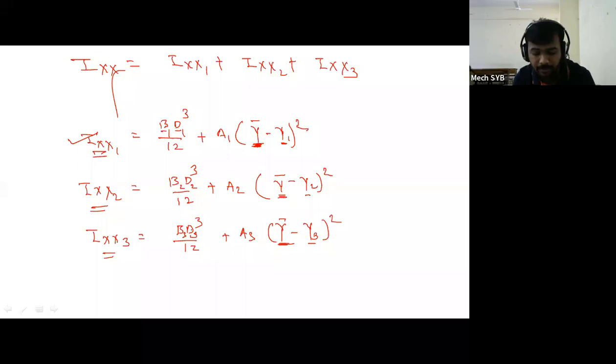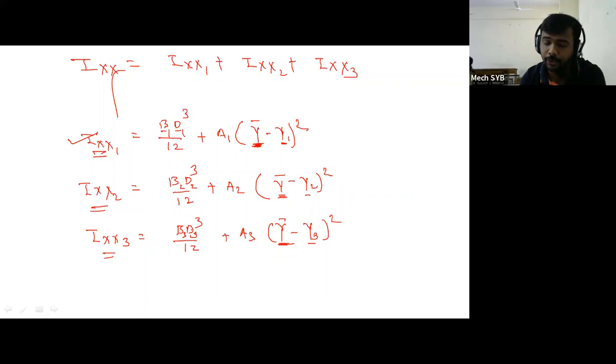In above formulas, the y1, y2 and y3 distances will be taken from bottom reference line shown in above figure.